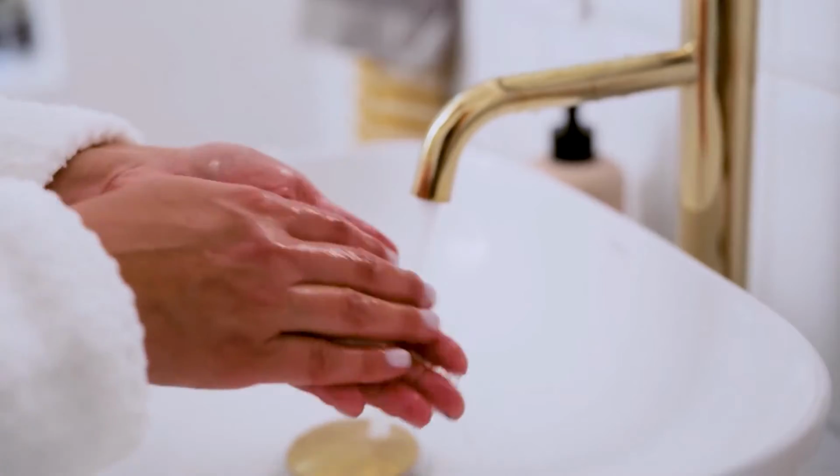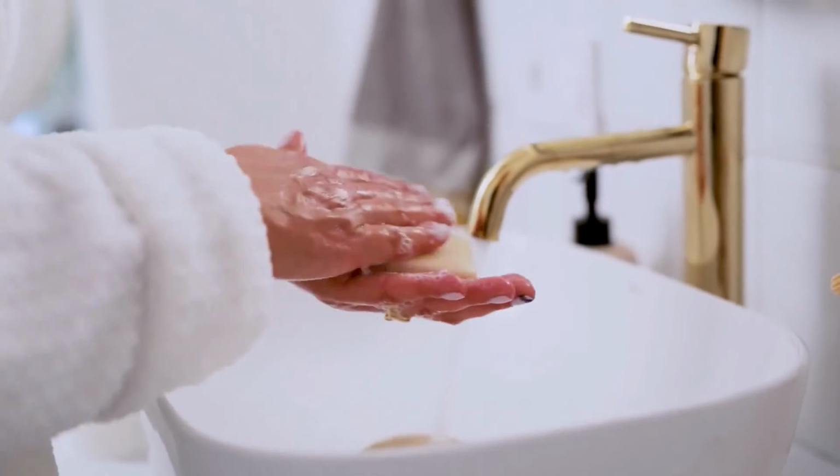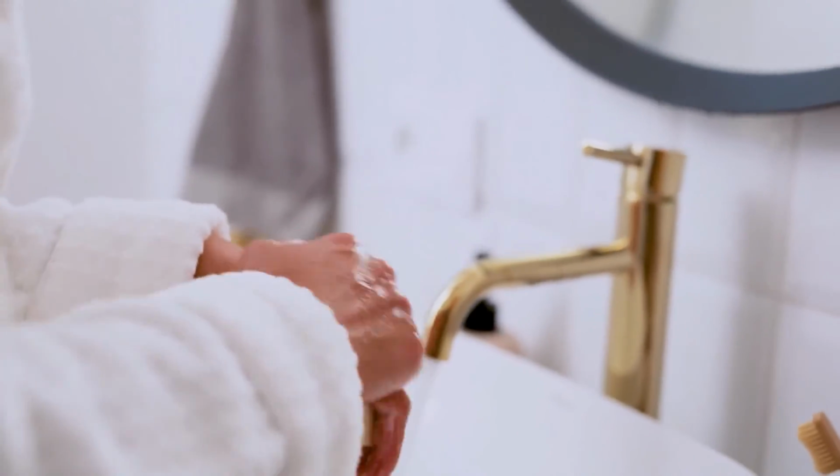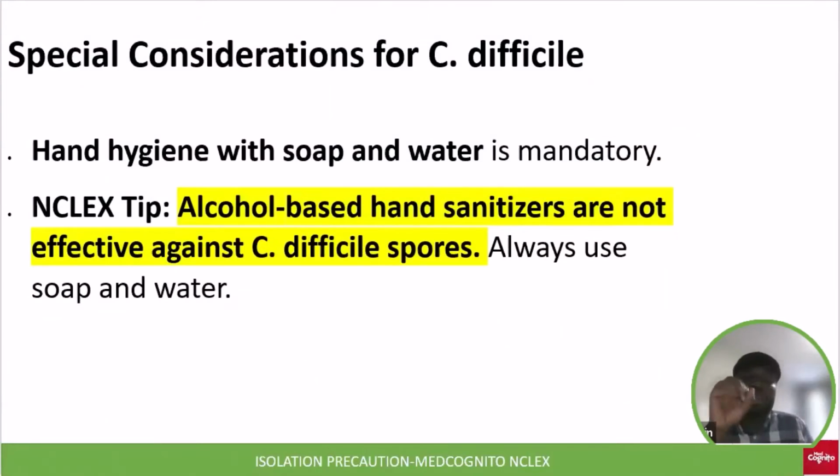make sure that you encourage hand hygiene with soap and water. It is mandatory. The next thing, you have to understand that alcohol-based hand sanitizers are not effective against C. difficile. So when you see C. difficile, it goes with soap and water.